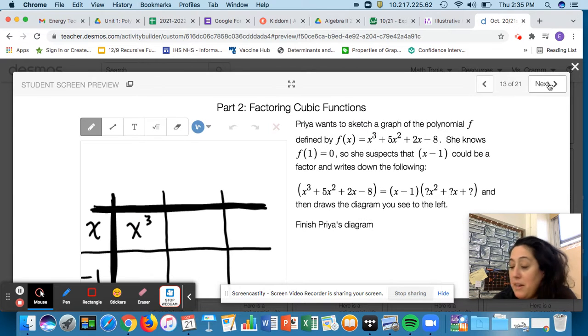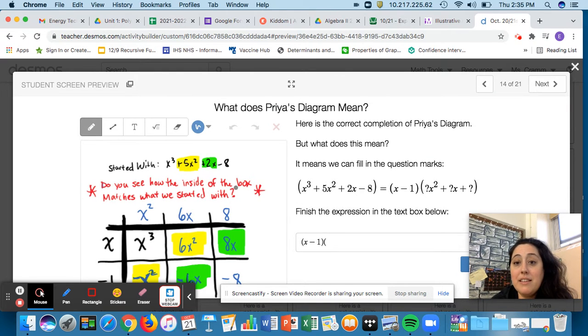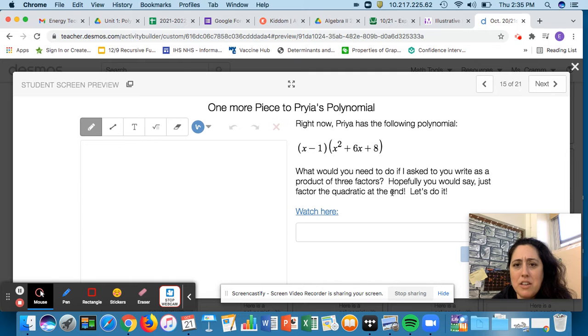So what do we have next? All right. So this is a great problem. And if you notice, now is when we're starting to factor cubic functions. All right. So this is explained through this picture. And I also think that this teacher put a video with it.